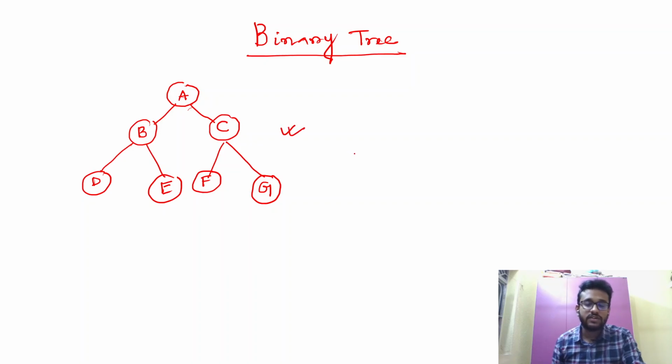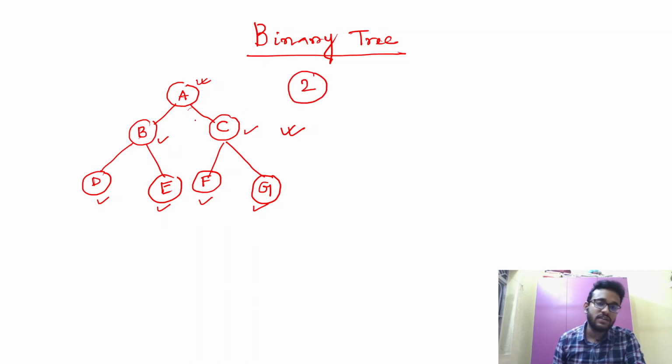Why am I calling this a binary tree? A has two children, B and C. For B, you can see there are two children, D and E. In the same way, for C, it is F and G. So what I'm trying to conclude is that every node here contains two children. Now you can see that D, E, F and G have no child.